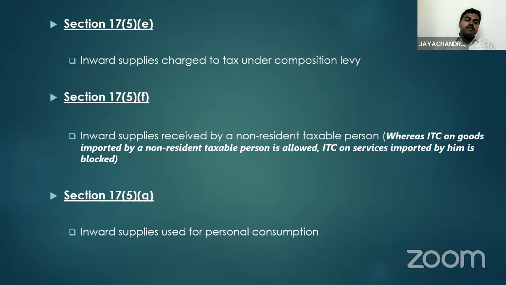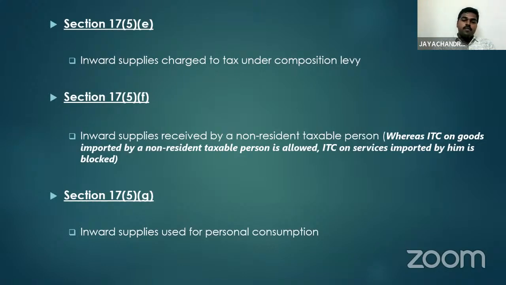Class G, section 17, subsection 5. Inward supplies used for personal consumption. So what they will do is, they will do this service. Most of the service related companies may do this. Service related companies, or even providers of goods or manufacturers, will buy furniture, buy AC, but it will not be available in the factory or office. If you go and see, they will use it in their own house.